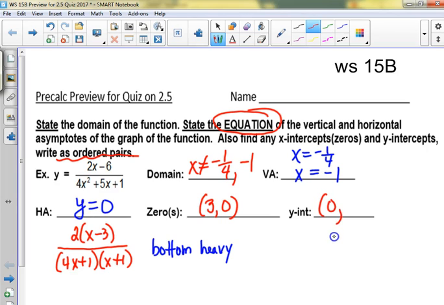Okay. Plug in a 0. Go back to the original, in my opinion. You have 2 times 0 minus 6 is -6. 4 times 0 squared plus 5 times 0 plus 1 is 1. So you get... Everybody's okay? So you could do that tomorrow.